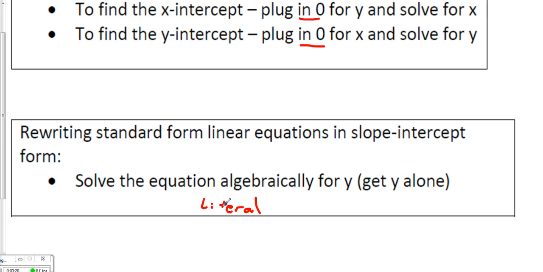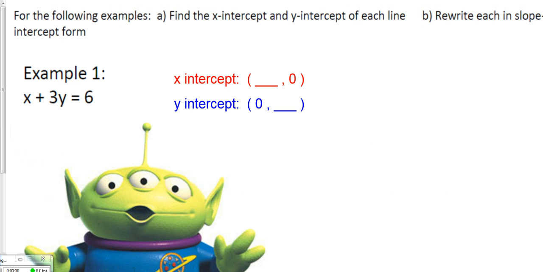I'm just going to write literal. If that's all you need to write, that's fine. This is what we did in our last lesson. The literal equations, we're always solving for y, getting y alone. So, in the following examples, we need to find the x and y intercept of the line, and we're going to rewrite it into slope-intercept form.